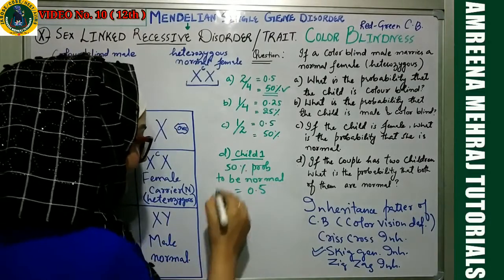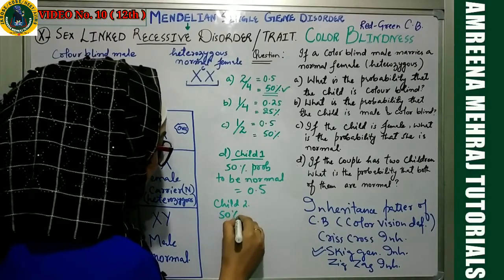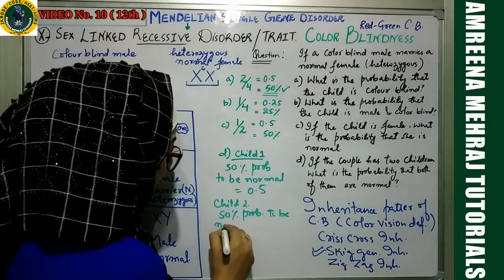Okay. Applying the same logic for child 2. Again, we have 50% probability for child 2 to be normal. Getting my point or not?